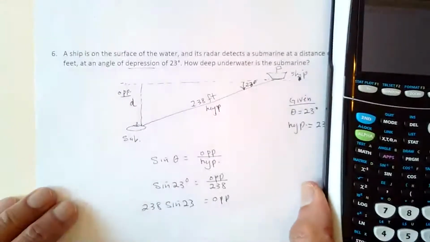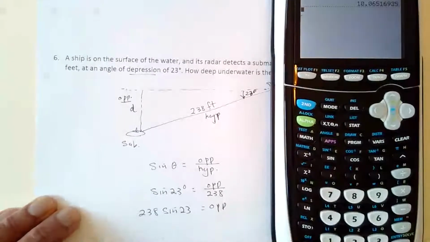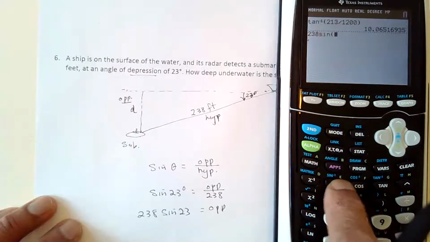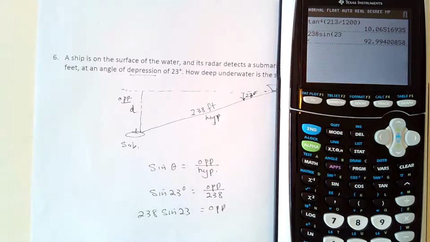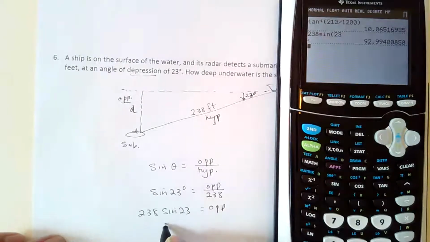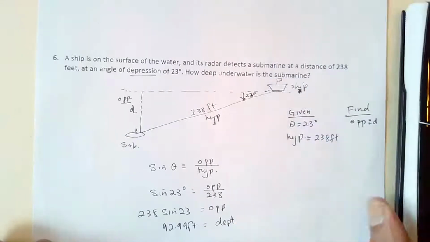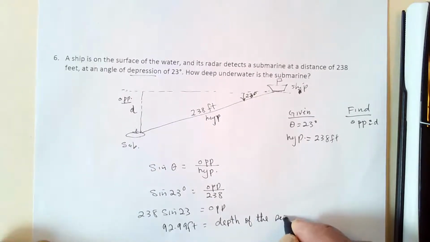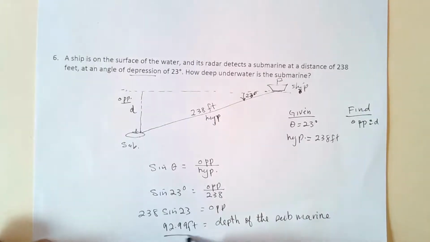Go to my calculator. So 238 sine 23 gives me a depth of 92.99 feet. So this is the depth of the submarine.